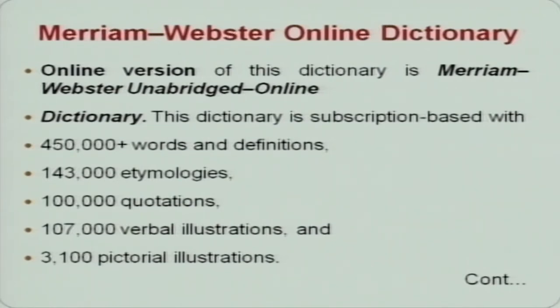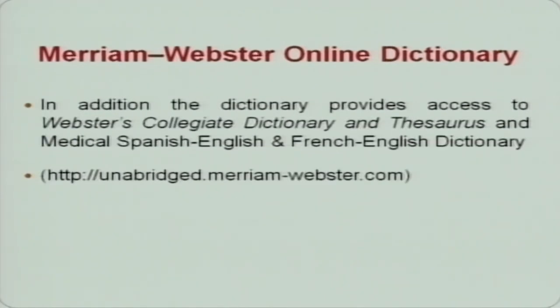Now, when you see the online version, it is easy to add words there. So, therefore, more than 4,50,000 words and their definitions are available, 143,000 etymologies, many quotations, illustrations. If you see pictorial illustrations, you will find more than 3,000 illustrations. So that way, the Merriam-Webster online dictionary is a world famous dictionary. In addition, the dictionary provides access to Webster Collegiate Dictionary also, as well as a Thesaurus.